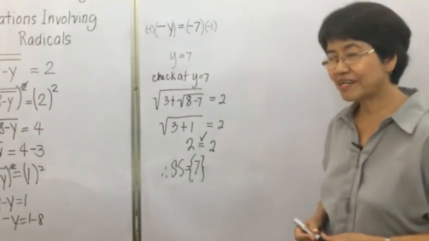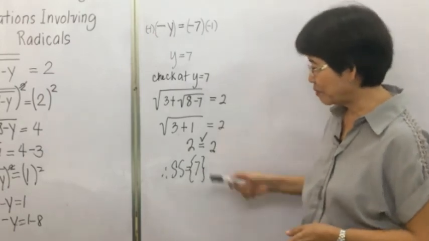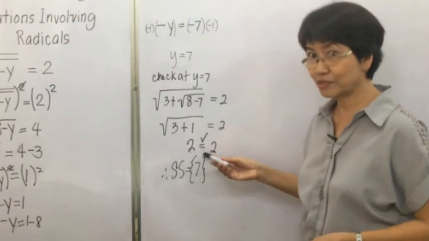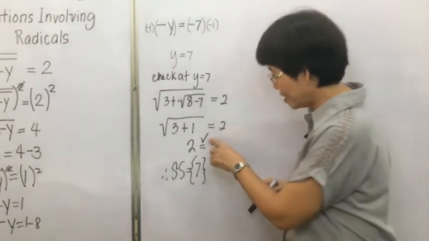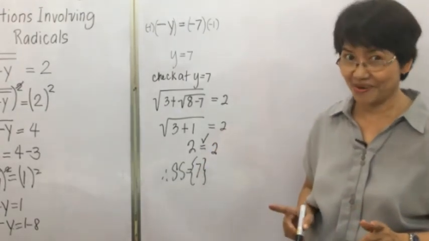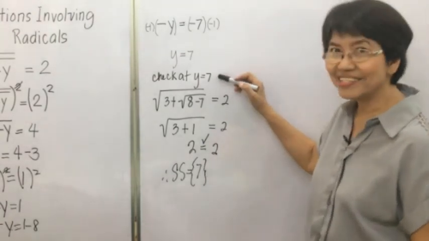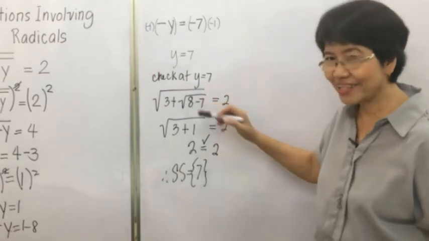Don't make the mistake of making this the solution set, because some students, when they find out that there are equal expressions or equal numbers on both sides of the equation, pick up this number and put it in the solution set, and that is wrong. So our solution set should be the value that we substituted in the original equation.